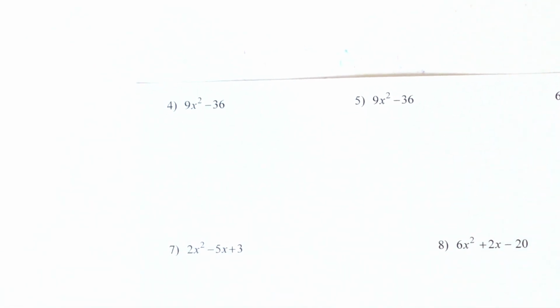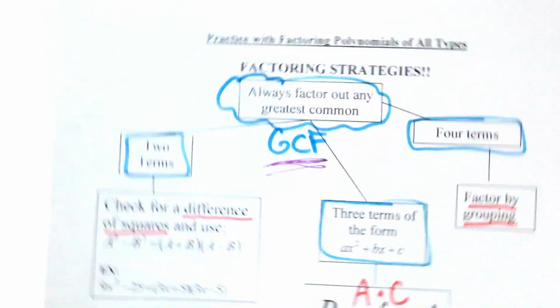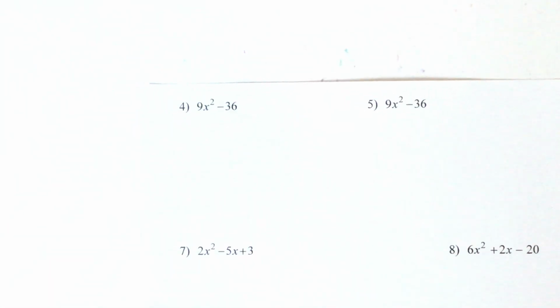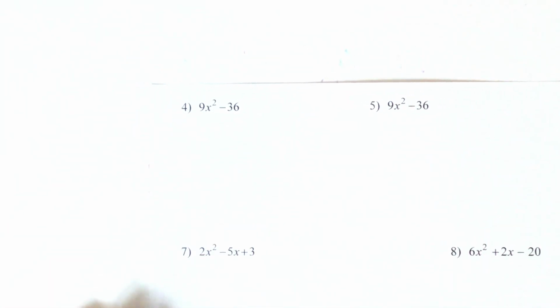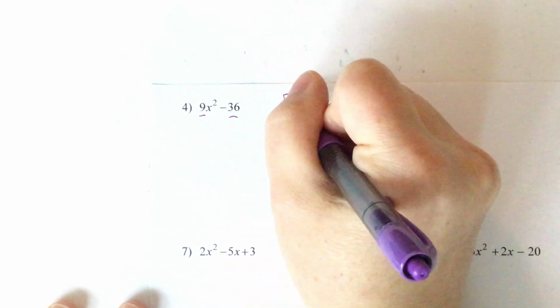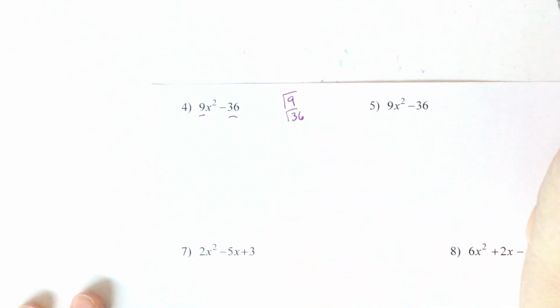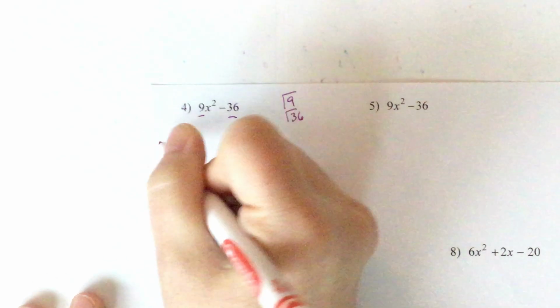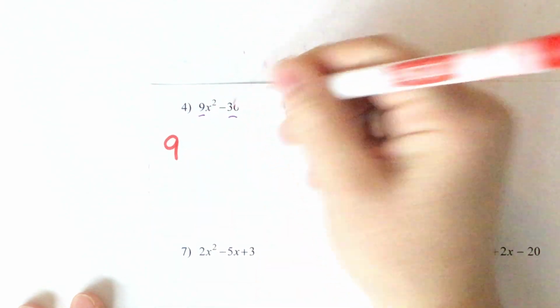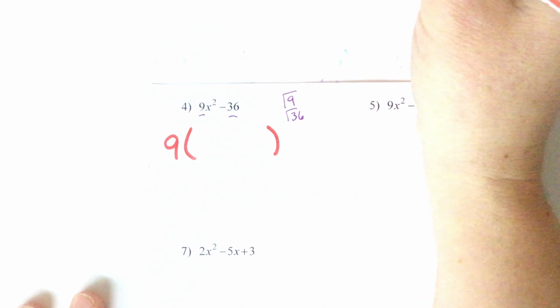So first, you're always supposed to look to see if there is a GCF. Is there a GCF to number 4? Anything that can divide into 9 and 36? A 9 can. That's the greatest common factor, 9. Now, they don't both have x's, so it's just a 9. Okay, remember, every time there's a GCF, build one set of parentheses.